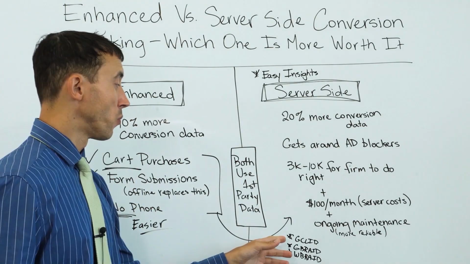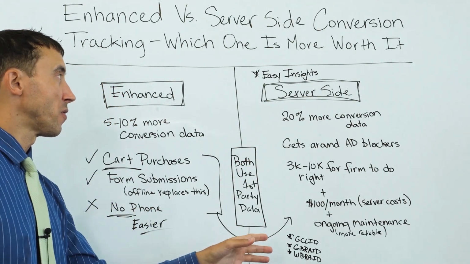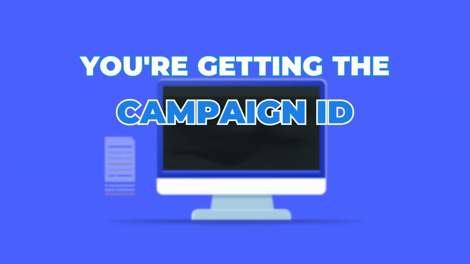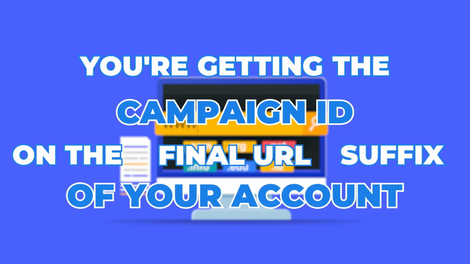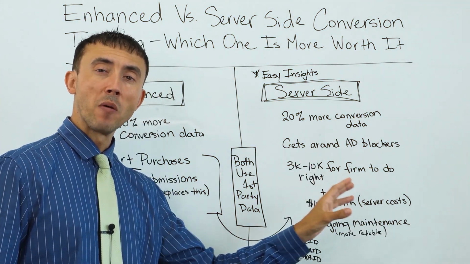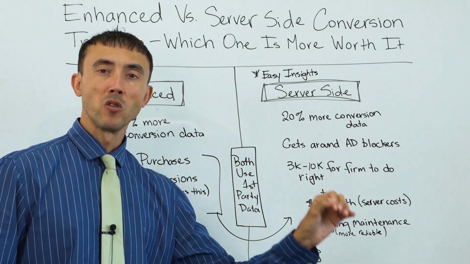For that matter, one thing I do also as a side here, if you are going to do the server-side tracking, you need to make sure you're getting the campaign ID on the final URL suffix of your account. You can do this at the account settings level or part of your Google Ads account. Otherwise, you will not be able to collect the gbraid and wbraid codes from the user's web browser.